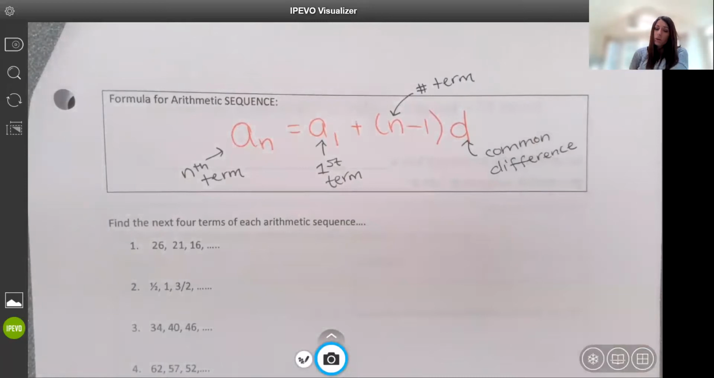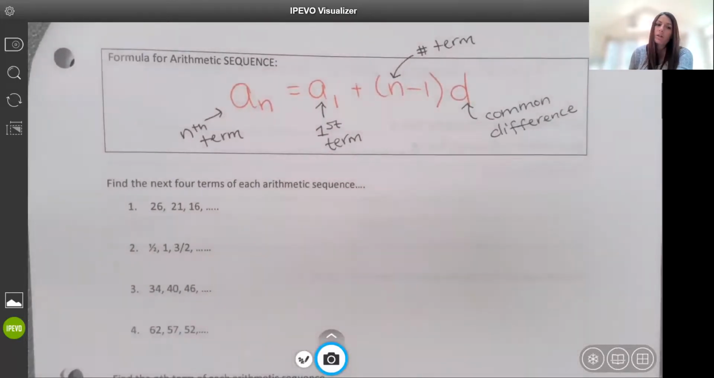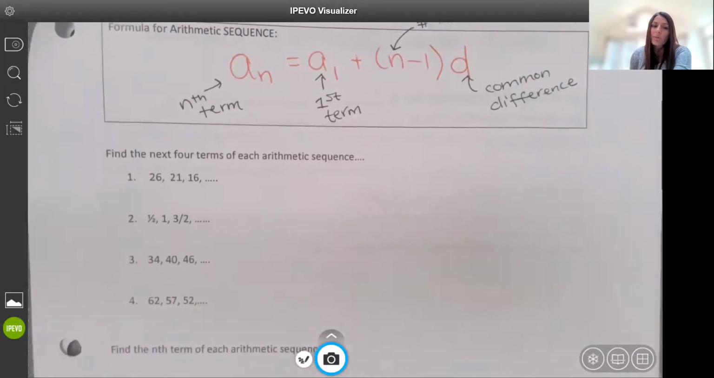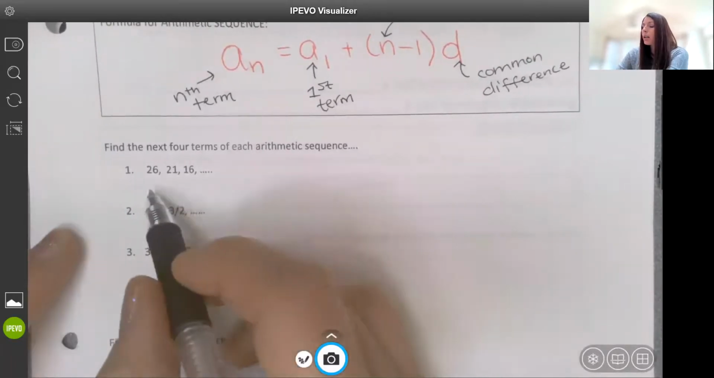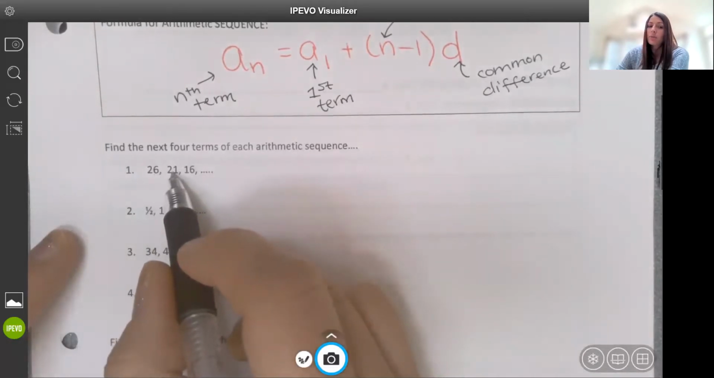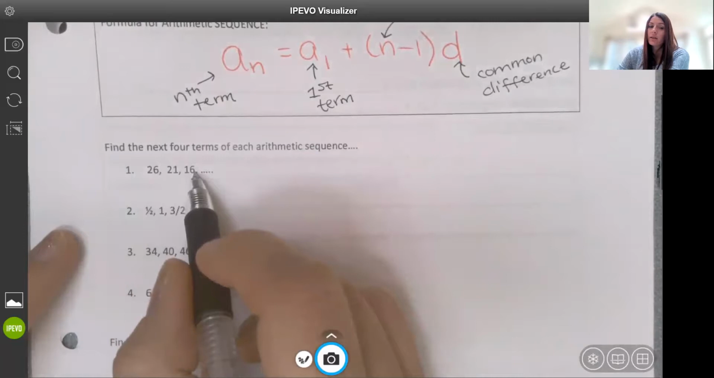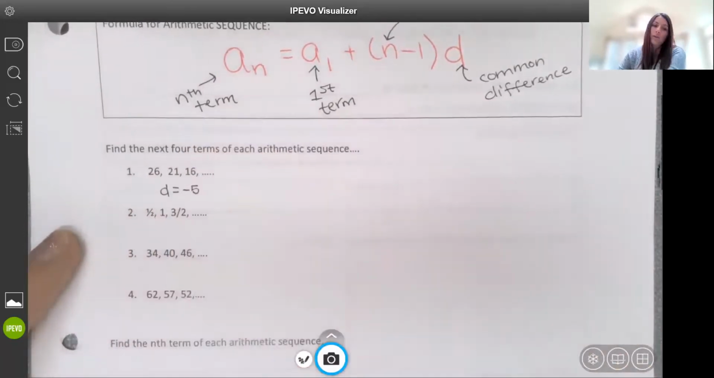Okay, so there's a few things we want to be able to do with these sequences. First, let's start by not even using the formula at all. I don't need the formula to do the next 4 questions. So sometimes we're just going to be asked to continue the sequence. So what would the next 4 terms be? To do that, all I need to do is determine what the difference is. So going 26 to 21, 21 to 16, I would say that the change there, the difference, is that I'm taking away 5 each time.